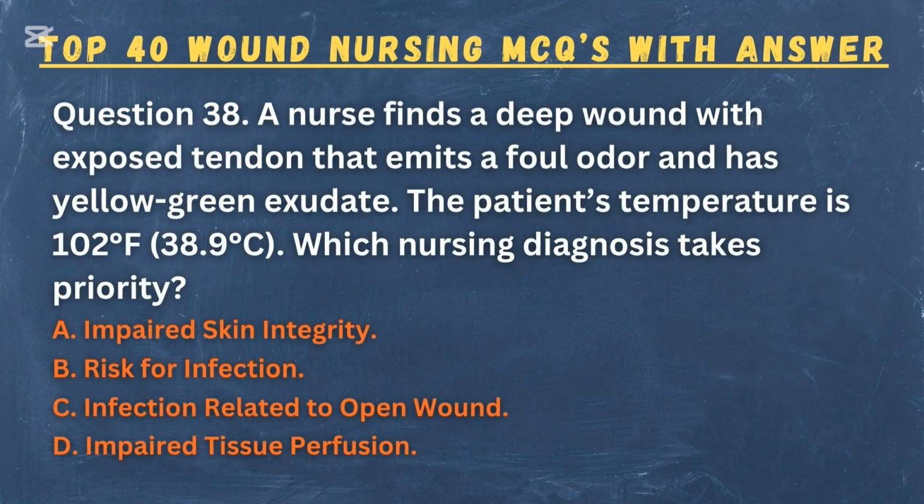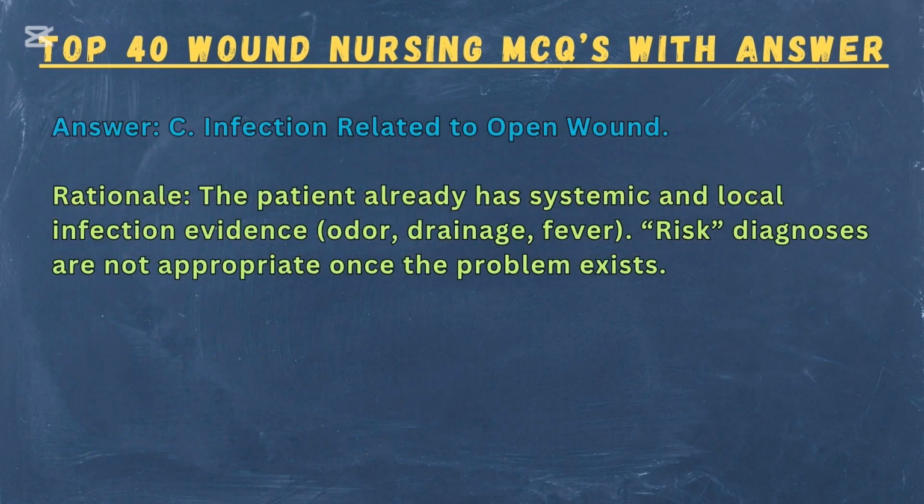Question 38. A nurse finds a deep wound with exposed tendon that emits a foul odor and has yellow-green exudate. The patient's temperature is 102 degrees Fahrenheit, 38.9 degrees Celsius. Which nursing diagnosis takes priority? A. Impaired skin integrity. B. Risk for infection. C. Infection related to open wound. D. Impaired tissue perfusion. Answer: C.